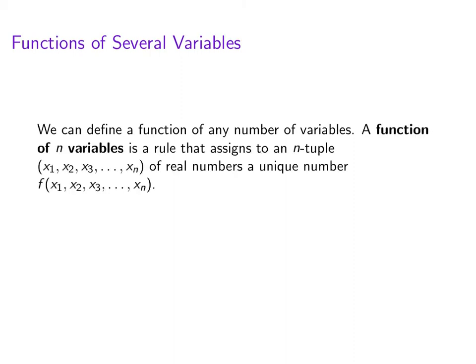We can talk about a function of n variables. This is a rule that assigns to an n-tuple, x1, x2, x3 up to xn, of real numbers, an output that is a unique real number, f of x1, x2, x3 up to xn.